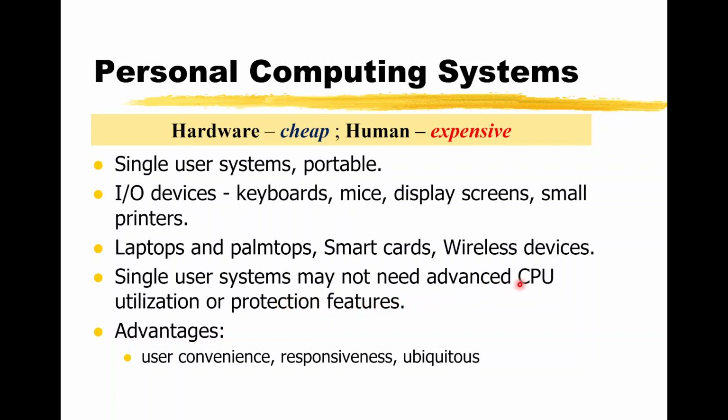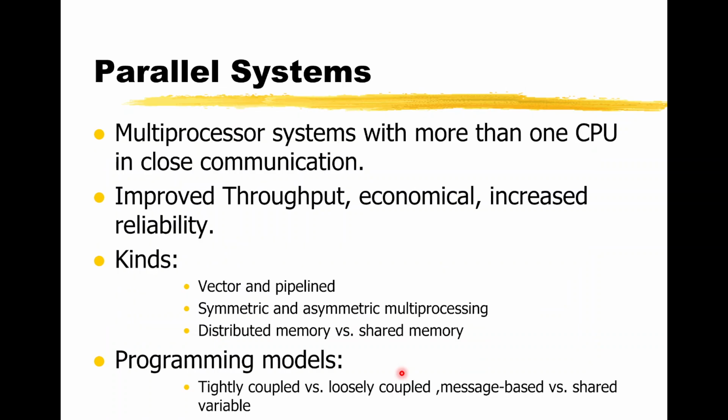So we also have I/O devices where people have keyboards, mice, displays, small printers, and all that. Laptops, palm tops, cards, wireless devices. Single user systems may not need advanced CPU utilization or protection features because usually it's just used by you, so no need to protect much. The advantages are user convenience, responsiveness, and it's ubiquitous. Use it anywhere you want.